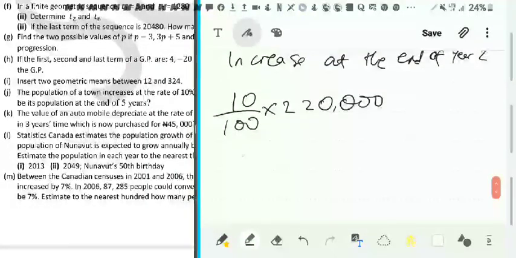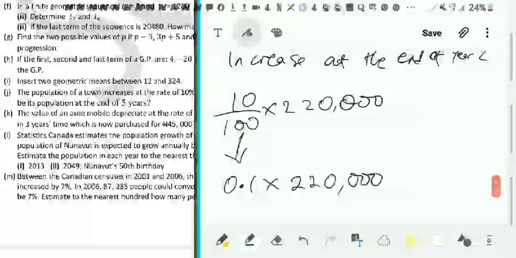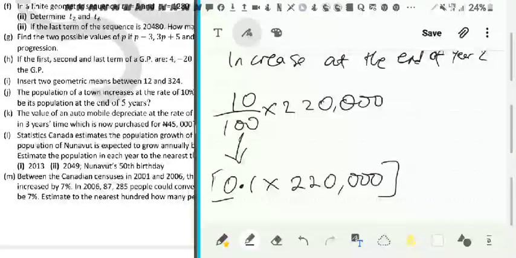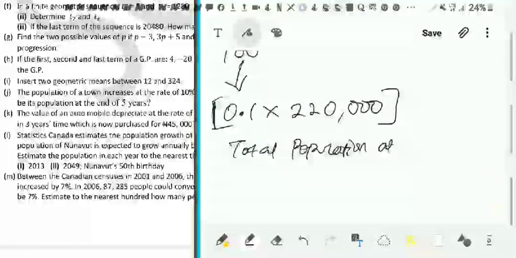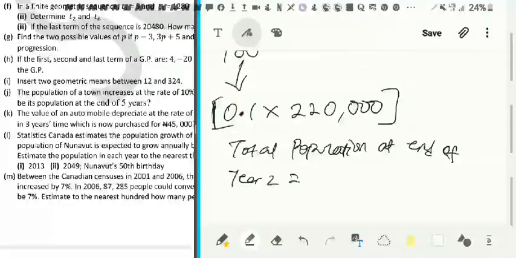Okay, which is the same as 0.1 times 220,000. Okay, then what is going to be the total population at the end of year 2? Total population at the end of year 2, that will be equal to what?